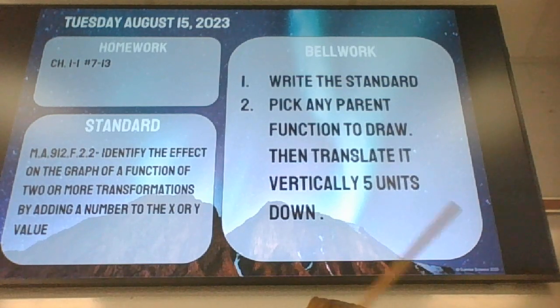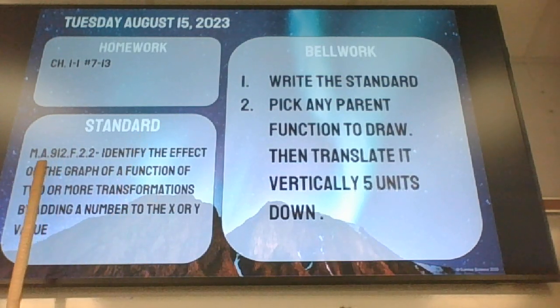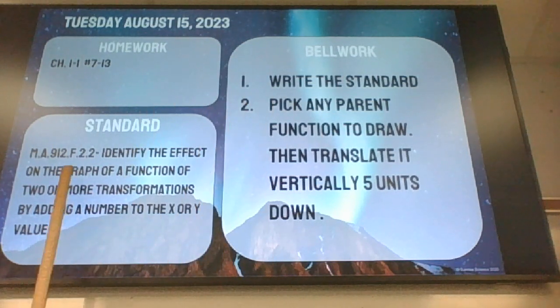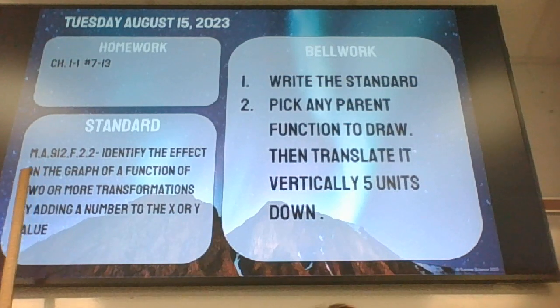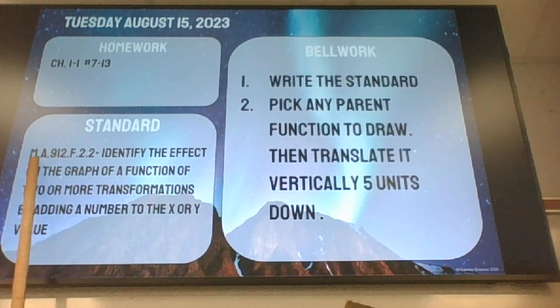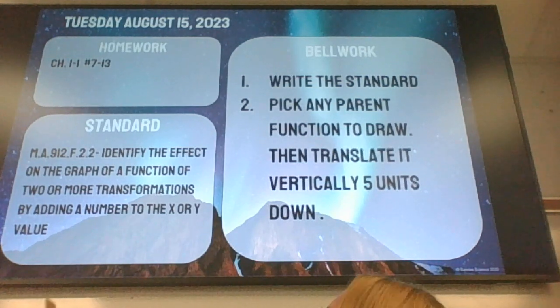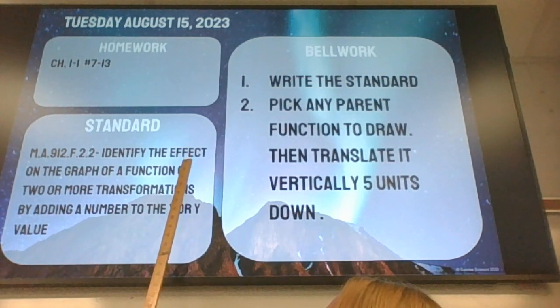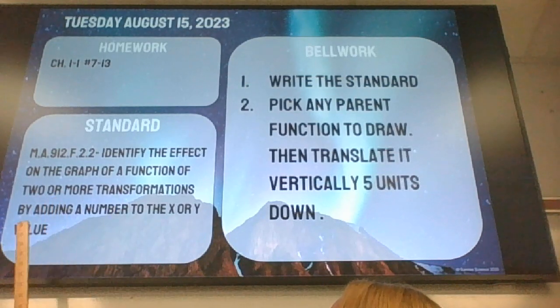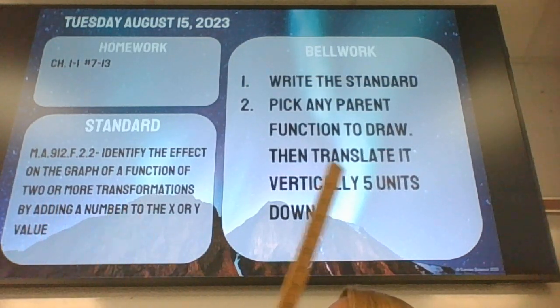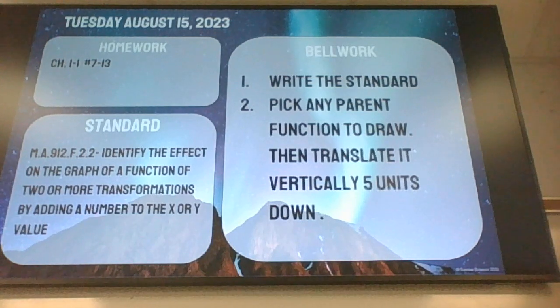So anyway, you should know that the state mandates everything we do, and then they note it with these little codes. Your language arts class doesn't start with MA, your history class doesn't start with MA. This is specifically a math standard. So today you are going to work on figuring out the effect on the graph of a function with 2 or more transformations by adding a number to the x or y value.